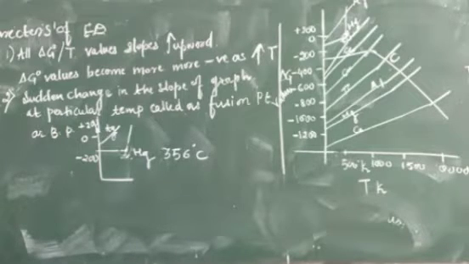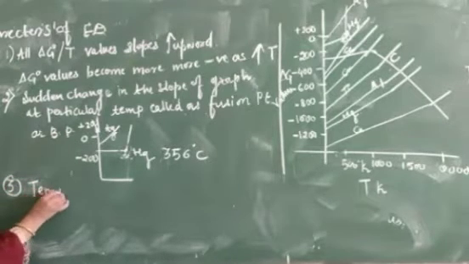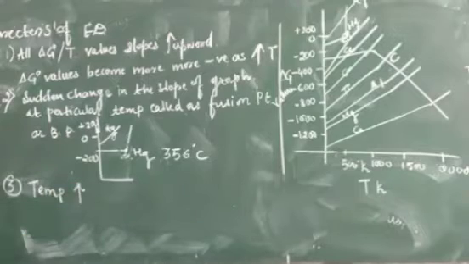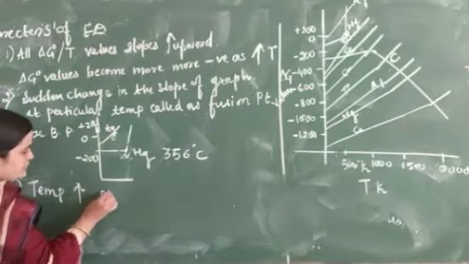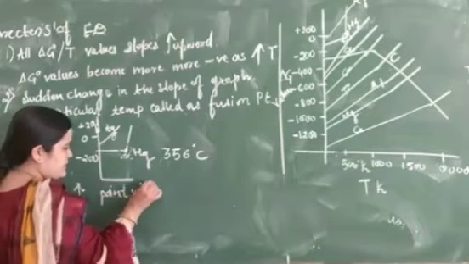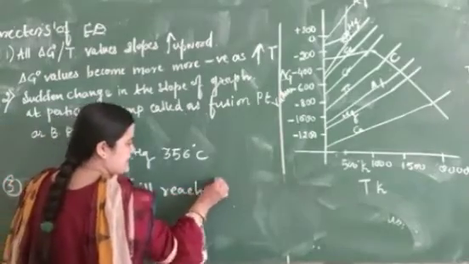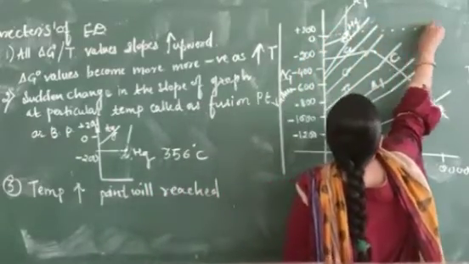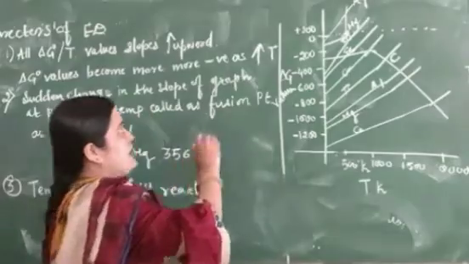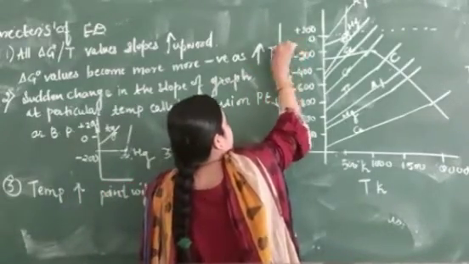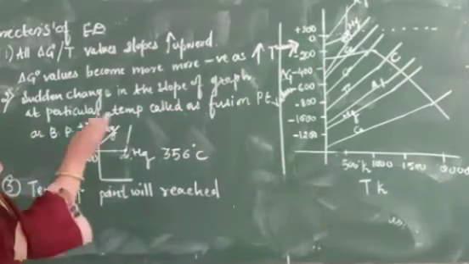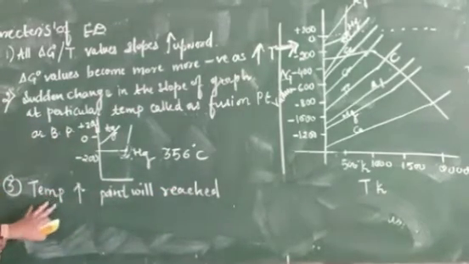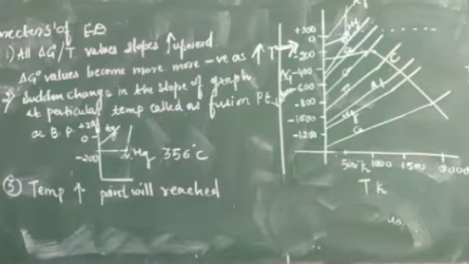Okay. Now third: when temperature is increased, what will happen over there? A particular point will be reached. Below that particular point, all delta G values are negative in nature, and above that point, all delta G values are positive in nature. Have you observed in that particular graph? When temperature is increased, a point will be reached.